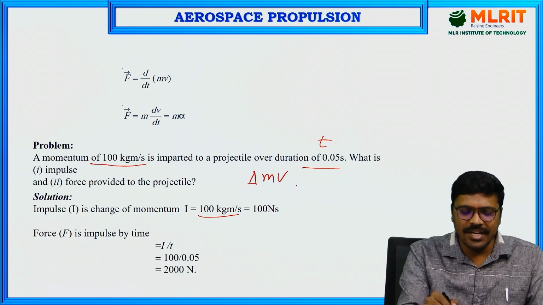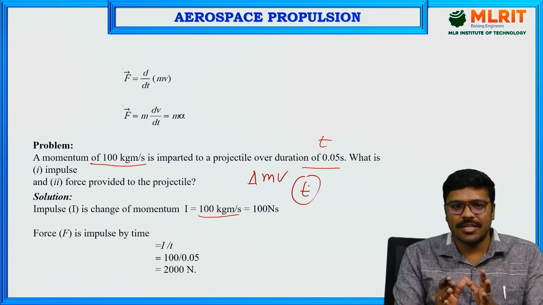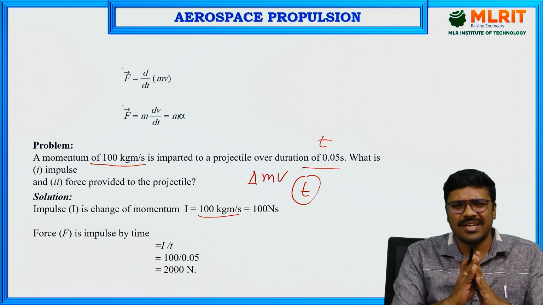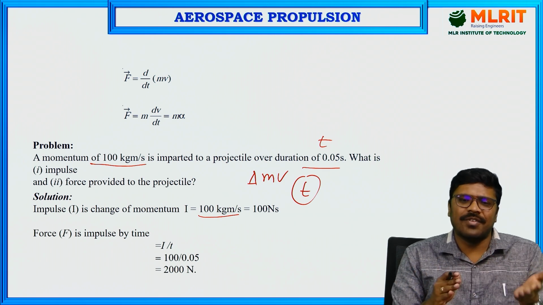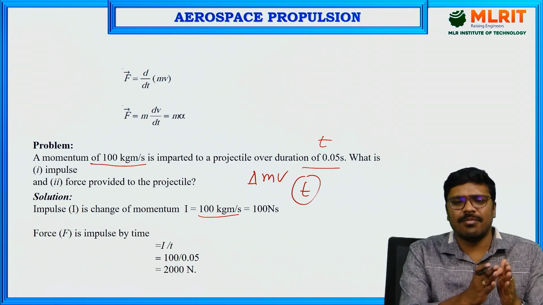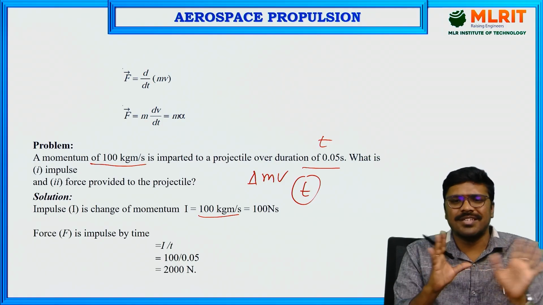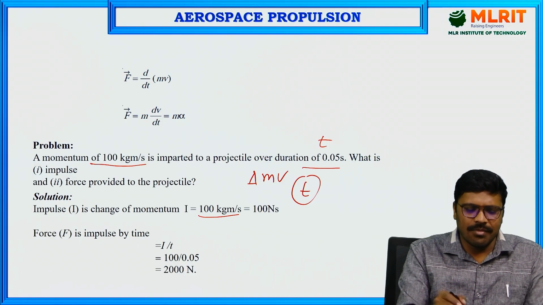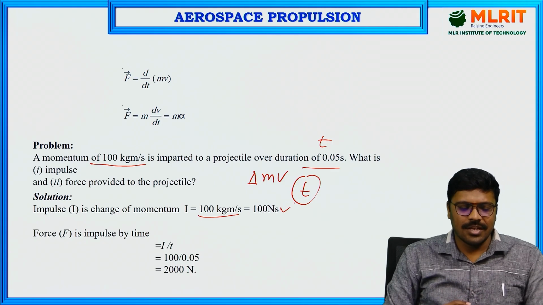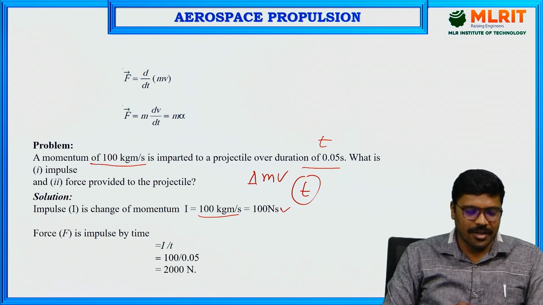That's it. It is independent of time. Impulse is not dependent on the time duration, how much time it is taken by the body to change its momentum. It doesn't matter. It can take 5 seconds, it can take 10 seconds, whatever it may be, it is just the change in momentum of the body from one point to another point. That is impulse. So here the impulse applied is 100 kg meter per second, the change of momentum of the body.